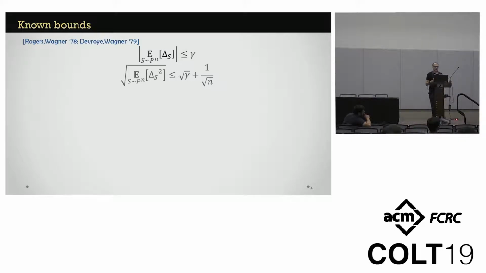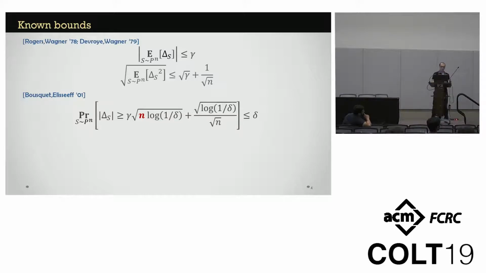So the first high probability bound based on stability was given by Bousquet and Elisseeff, who showed that the probability that the estimation error exceeds this bound of gamma times square root of n log 1 over delta plus the sampling error is at most delta. So which is great. It holds with high probability. Dependence on delta is logarithmic. But it has an additional factor n, which makes this bound vacuous in the regime we're interested in.